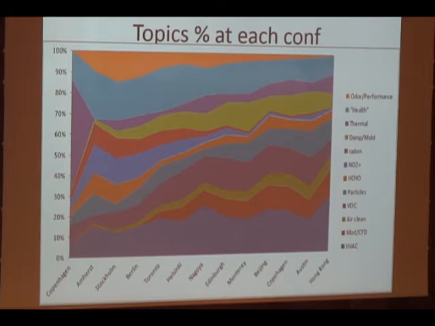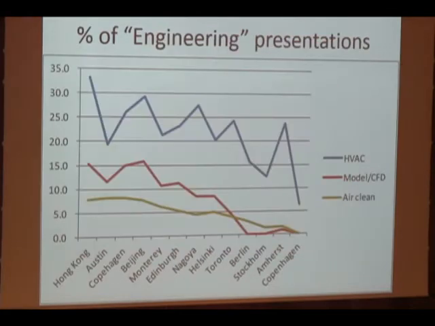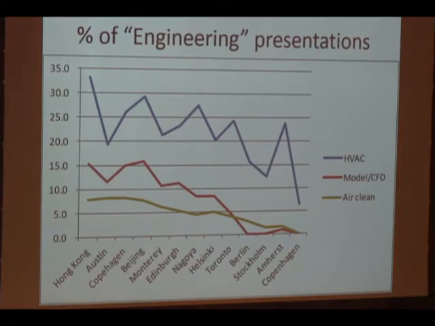If you look at the bottom, you see a topic that is increasing. It's HVAC, or ventilation. You have another topic that is increasing, the red one, that is modeling and CFD. CFD is part of modeling. And then you have air cleaning, the green, and if you take these together, you see that now we're up at 50% engineering topics. If you look in detail, the blue line is engineering, HVAC, the red, modeling, CFD, green, air cleaning. And you see they are all increasing.